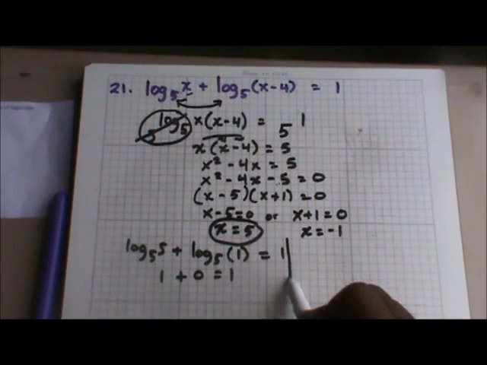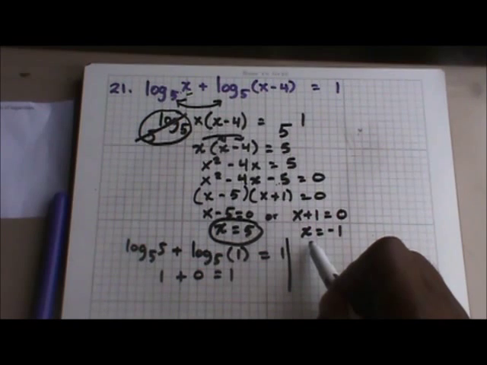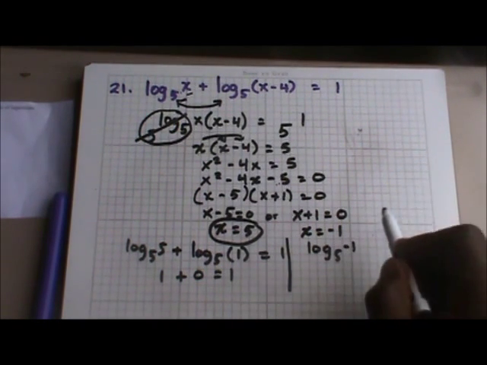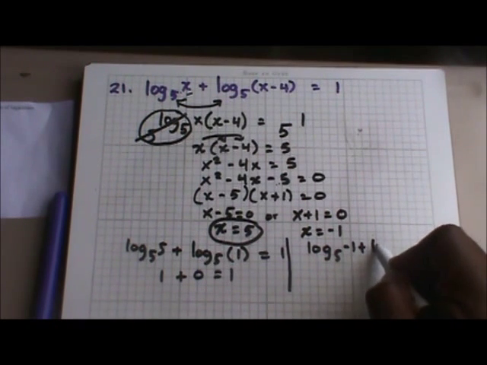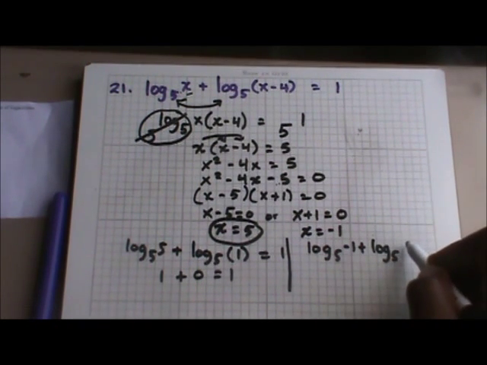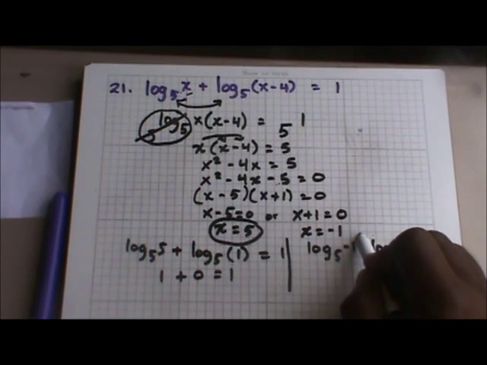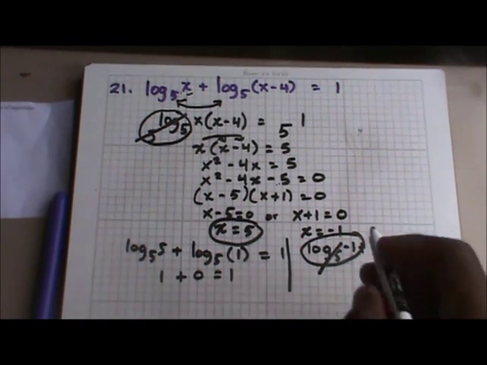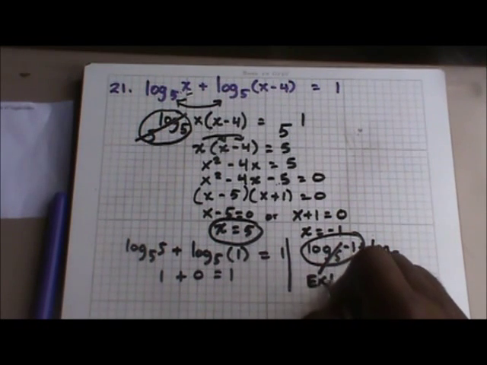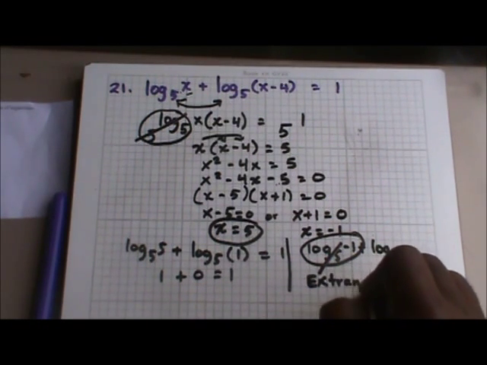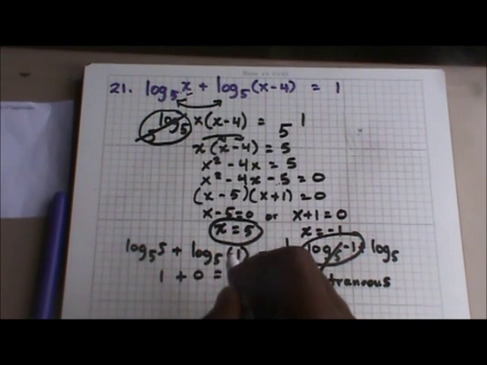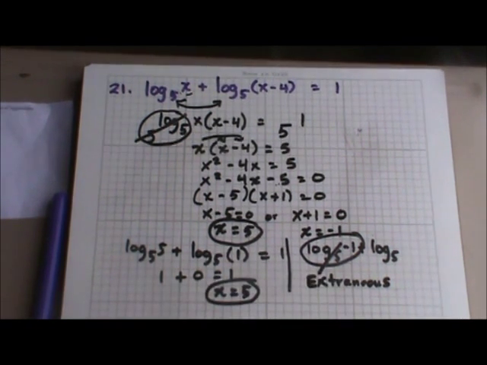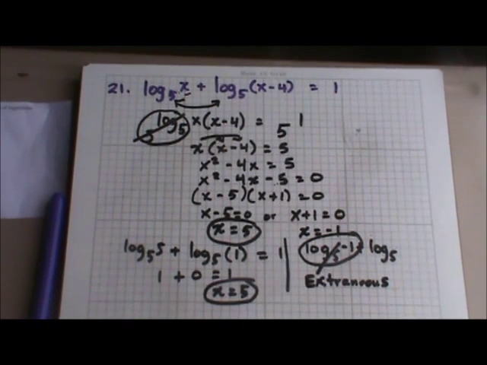For the other solution, we have log base 5 of negative 1 plus log base 5 of, and we can just stop right here, because that's going to give us something that doesn't exist. So this solution is extraneous, and x is equal to 5 is a solution.